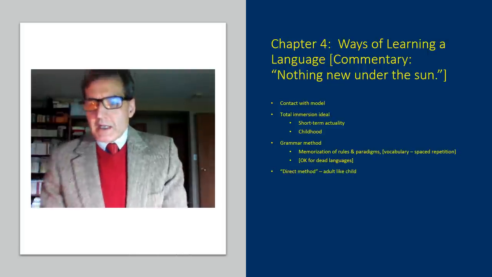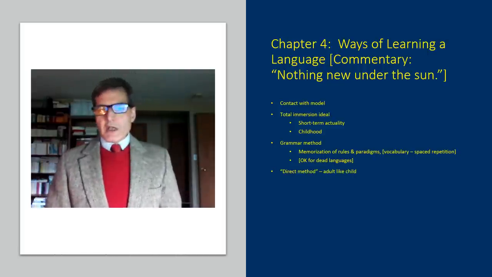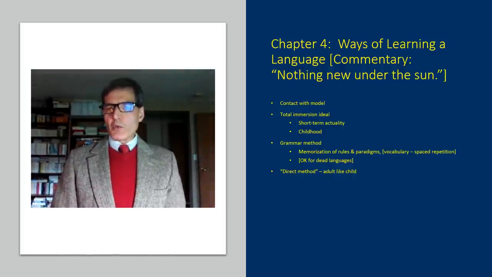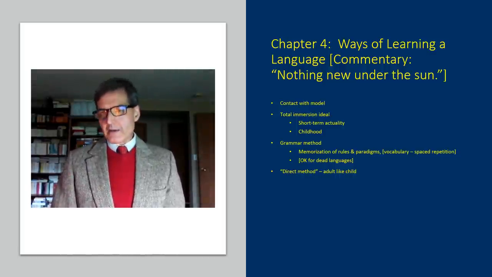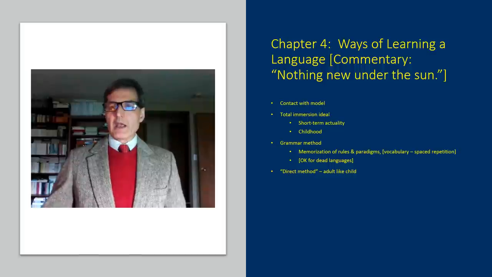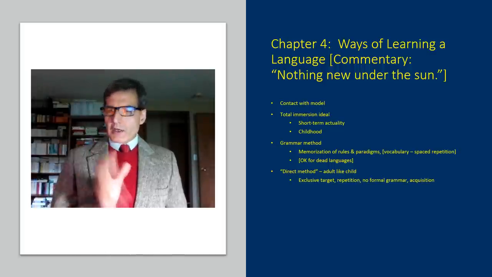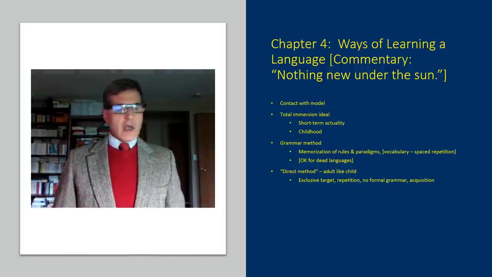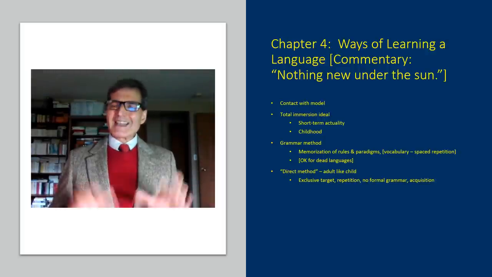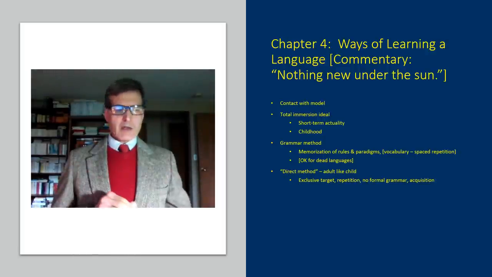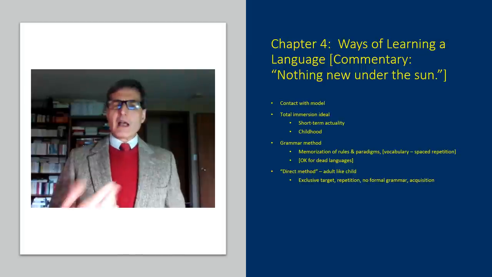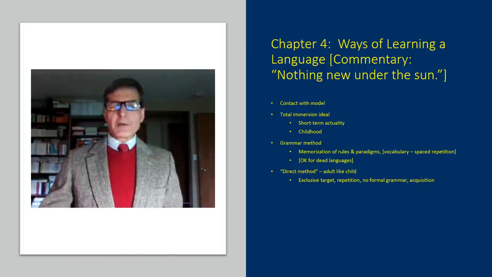Then he talks about what he calls the direct method, and he gives its history. And I think this is still out there as the ideal for a lot of people when you say, I do want the adult to learn as if he were a child. So I'm going to focus on exclusively using the target language. I'm going to give a lot of repetition. I'm not going to talk about grammar formally. I'm not going to present the rules. The ideal here, I don't think this word existed back in Hall's time, is acquisition. These days people talk about acquisition versus learning. This is the ideal of acquisition.